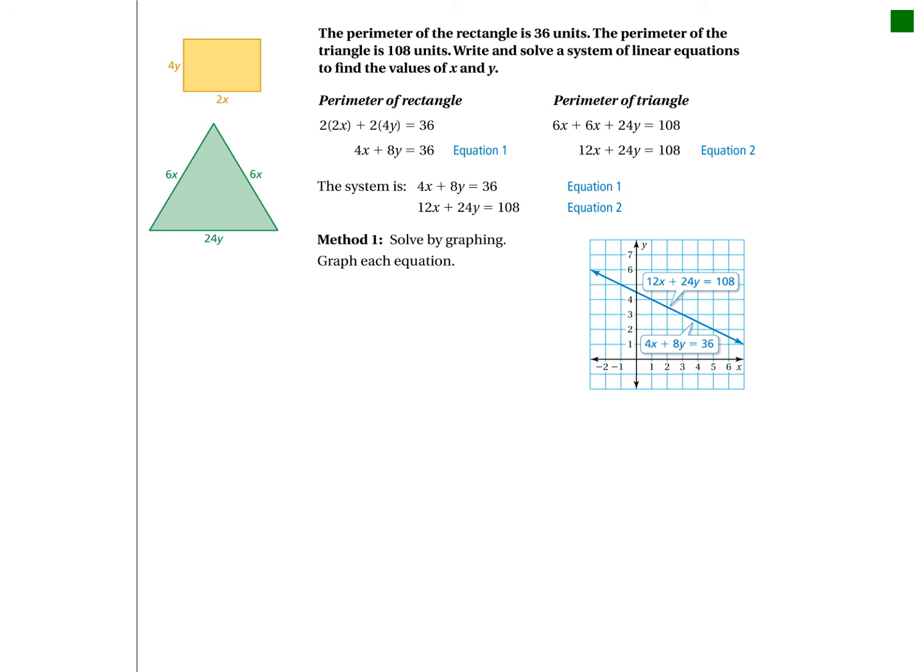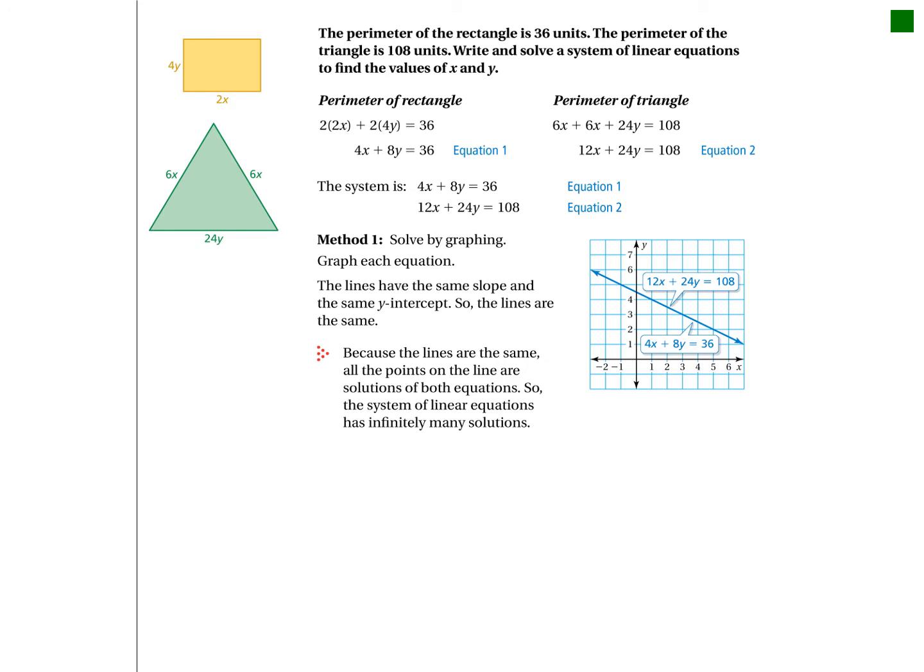So by graphing, we get our first and second line to be the same. They line up exactly. If they have the same slope, the lines are parallel. Sorry, not parallel. Oh, goodness. If they have the same slope, the lines are the exact same line, and they have the same intercept. Let's do this by elimination.